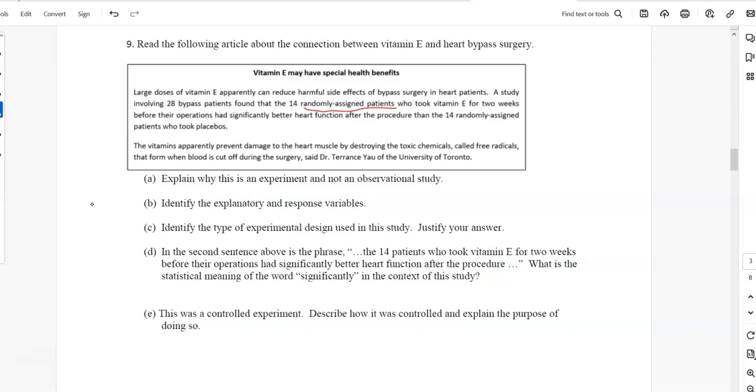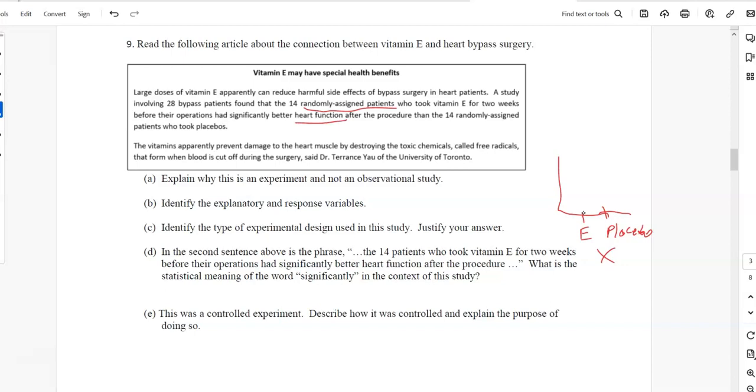Identify the explanatory and response variables. I always like to think about X and Y here, and we're predicting Y, we're measuring Y. So it looks like there's two things we're doing here. We're doing vitamin E, and we're doing the placebo. That's the X, or explanatory variables. The response or measured variable, it looks like we're measuring their heart function. Not sure what that means exactly, but that's what's measured.